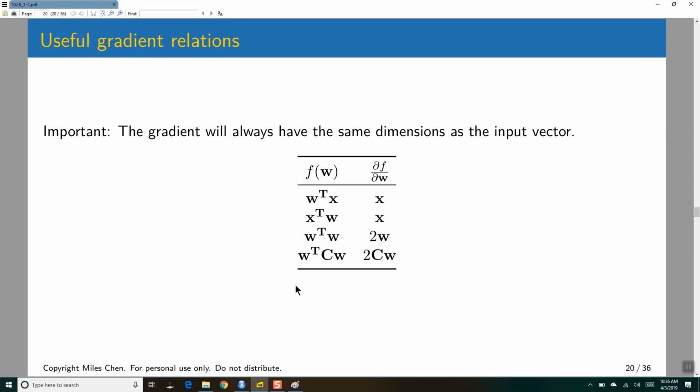And then here, if you have w transpose C w, C being a matrix, which is generally how you have to align the multiplication, this is kind of like a constant times x squared. Then you're going to have 2 times that matrix C times w. And so this is just some helpful gradient relations.